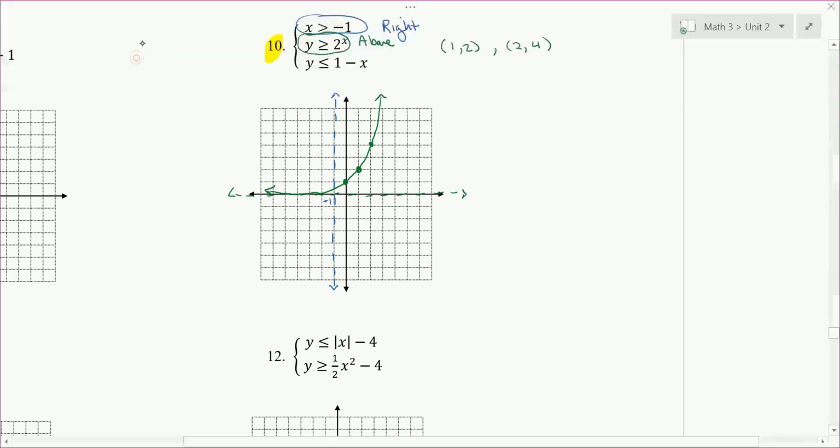And lastly, we have a line. We could rewrite this as y is less than or equal to negative x plus 1. And so we're translated up 1. We have a slope of negative 1. So the slope is down 1, right 1. And this is going to also be a solid line. And we want to shade below the line.